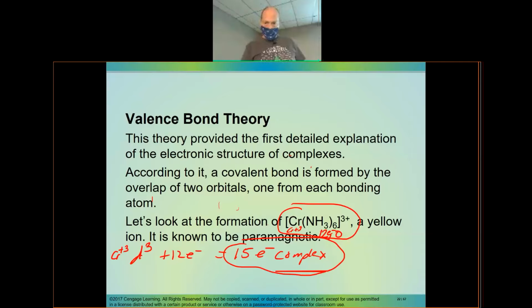All right. And this is a coordination number of 6. The coordination number is 6 because there are 6 ligands attached to the chromium, and therefore it is octahedral. If you have a coordination number of 6, you are octahedral.